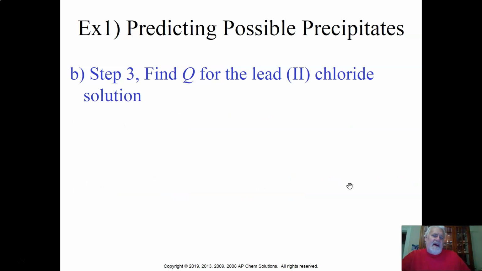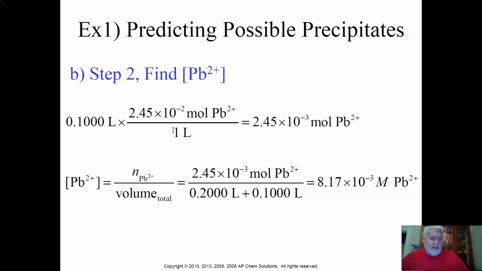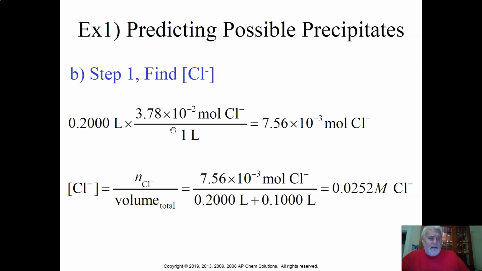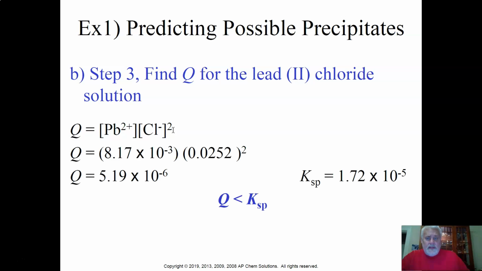Now step 3, find the Q for the lead 2 chloride solution. Q equals the concentration of the lead times the concentration of the chloride squared, from that initial equation. And we just figured out these numbers. So we just got the 8.17 and the 0.0252. That's where you plug those numbers in, and of course you have to square the chloride. That allows you to get the value of Q in this problem. Again, no units. Watch your sig figs.